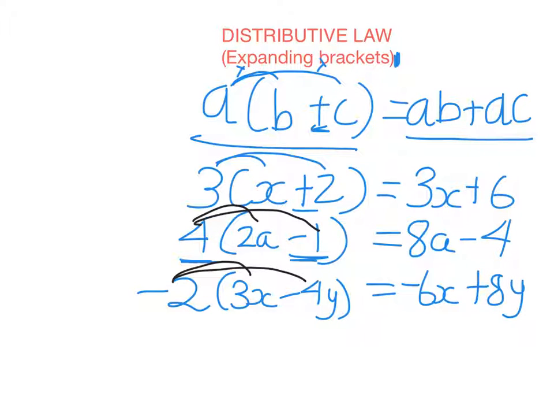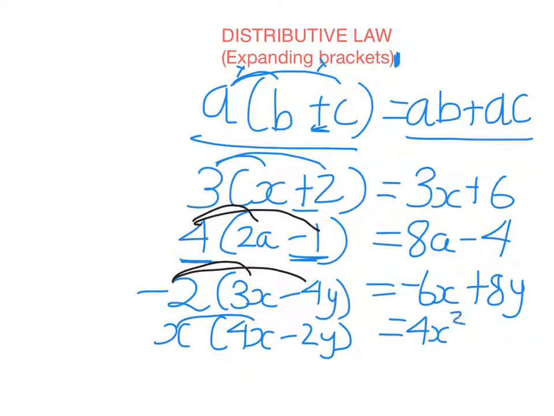Sometimes you'll have a letter out the front, a pronumeral. So you might have x outside of 4x minus 2y. If I times x by 4x, that just becomes 4x squared, because x times x is x squared. X times 2y is just 2yx, and it was a positive times a negative, so a negative in the middle. How easy is that? So that's how you go about using the distributive law.